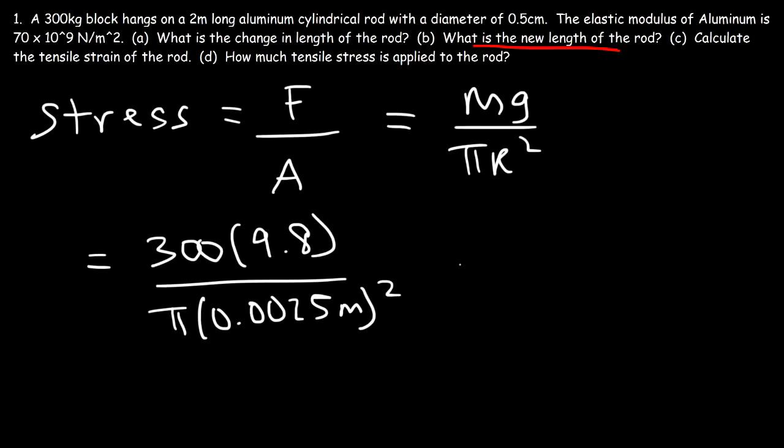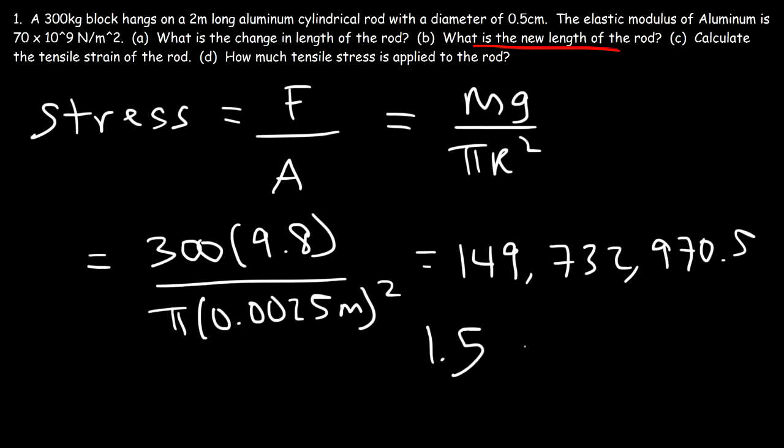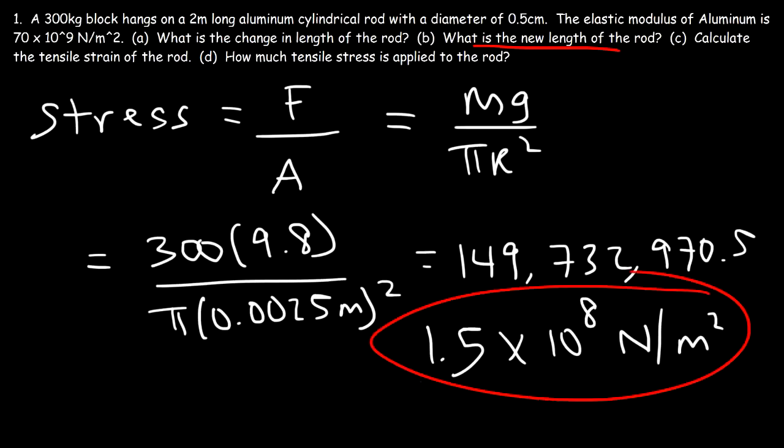So you should get a very large number, which is 149,732,970.5. So we could say that's like 1.5 times 10 to the 8th power. And it's newtons per square meter. So if we want to round it. So that's the tensile stress that's applied to this object.